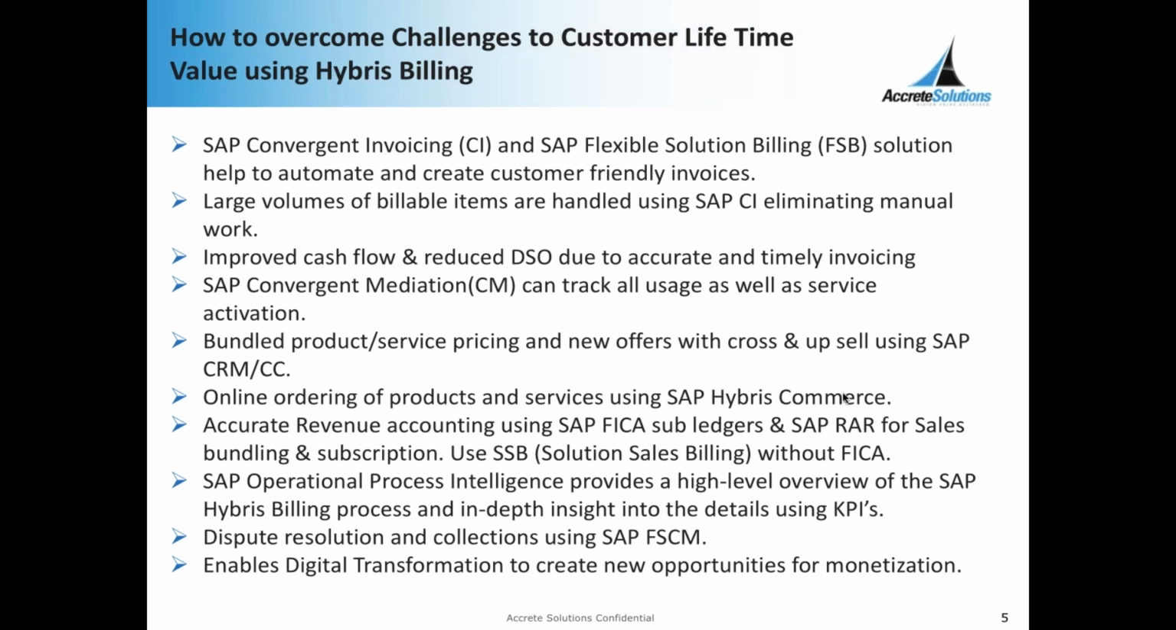Another thing which is part of the solution is Hybris Commerce, wherein customers can go online, place an order for the physical product, and also buy a subscription. The last thing which I would want to talk about is the reporting tool called Operational Process Intelligence. This tool basically takes data from different systems and allows you to have KPIs and make sure that if any KPI is not being met, you know what corrective action can be taken. So basically, it's for reporting and then taking corrective action.